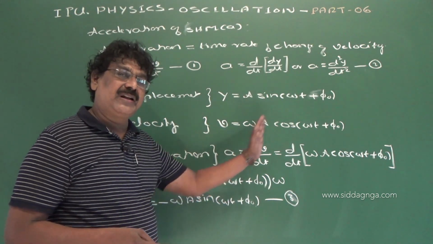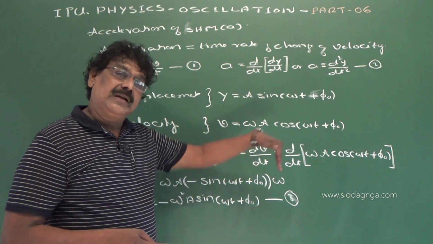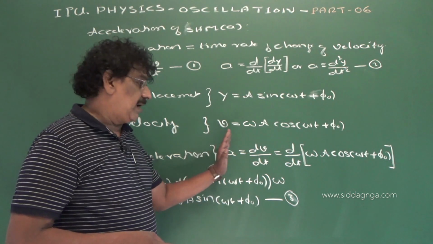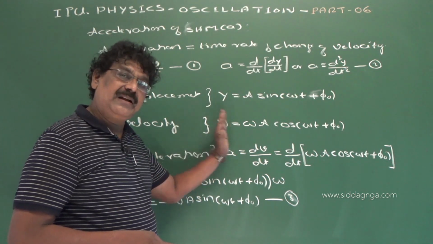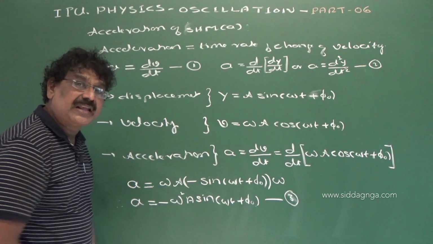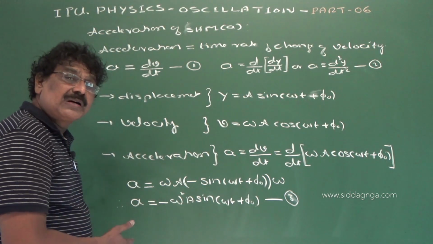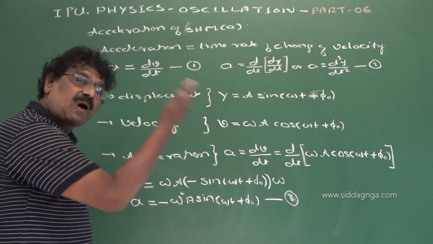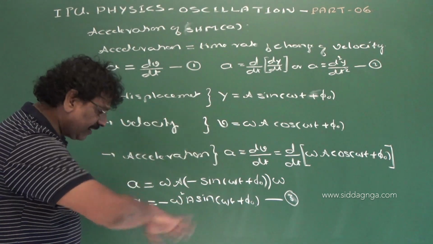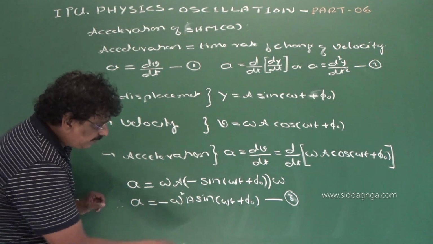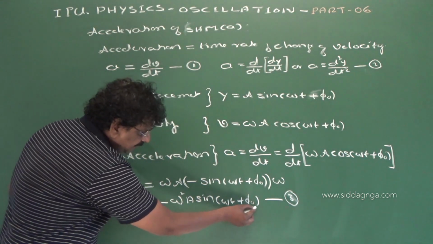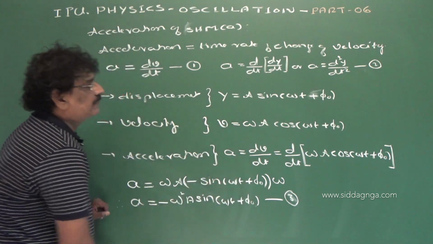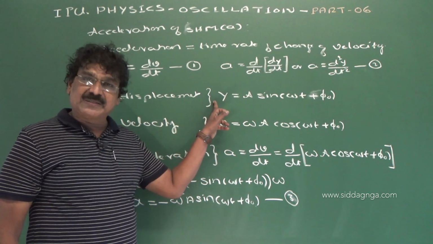In the positive direction, away from the mean position, next towards the mean position, in the negative side, away from the mean position, and then towards the mean position. But acceleration is always directed towards the mean position, whether the particle is on the right or on the left, that is, the positive side or the negative side. But see, what is this term A sin(omega t plus phi naught)? That is equal to displacement, right?